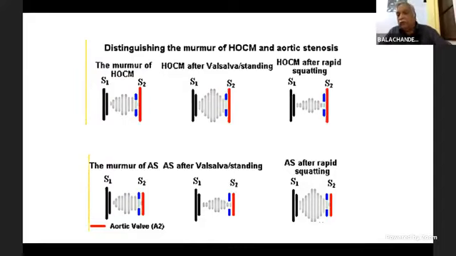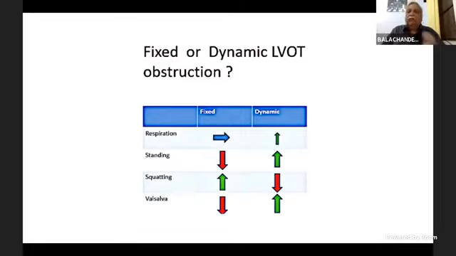And this is not stressed too much that the AS increases after rapid squatting. It is not necessary to do, also if you have a grade 4/6 murmur most of the times. Now the question is, is there a dynamic LVOT obstruction? Because if your diagnosis is HOCM, you will say structural heart disease, dynamic LVOT obstruction. So how do you say it is fixed or dynamic?